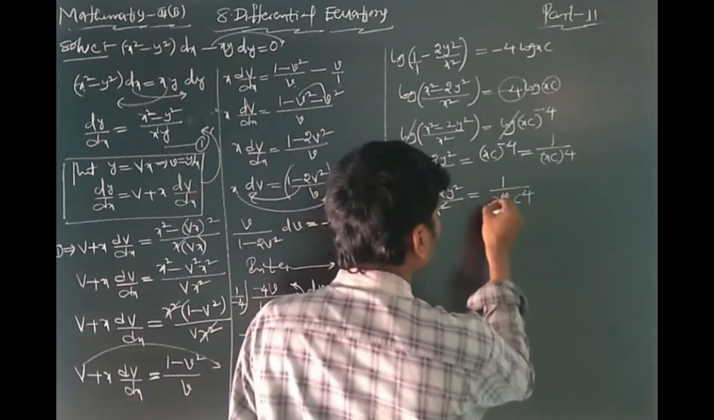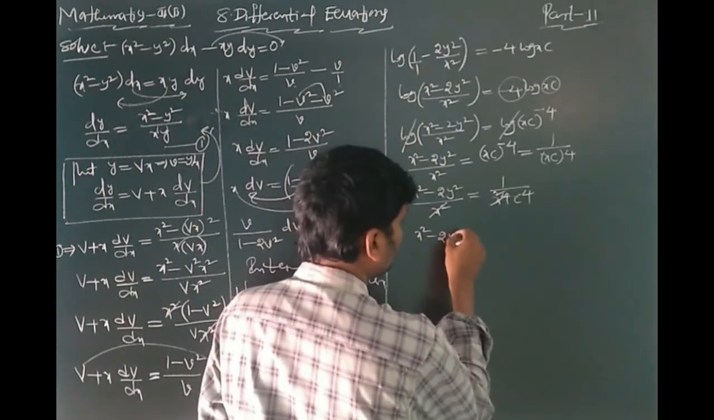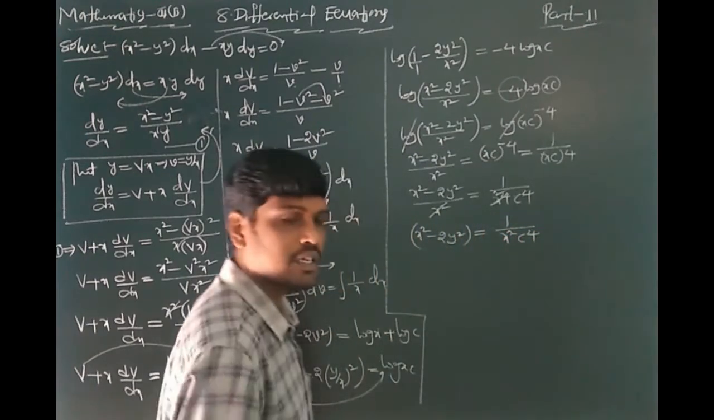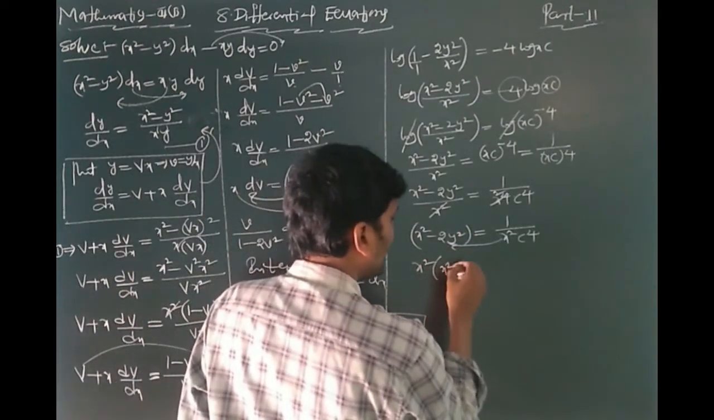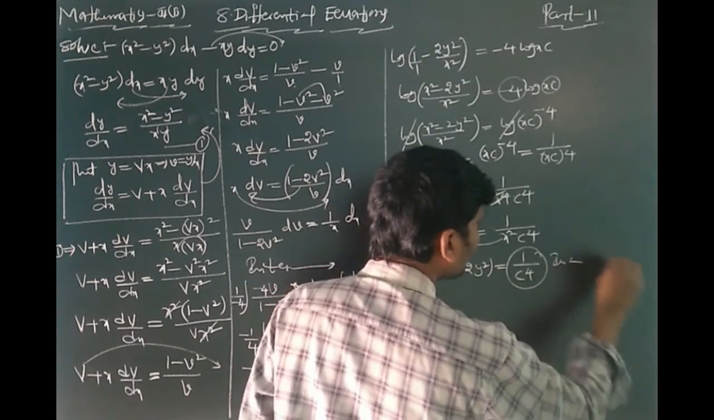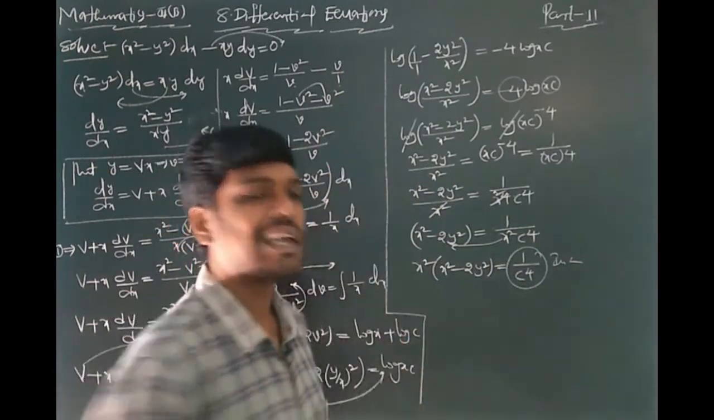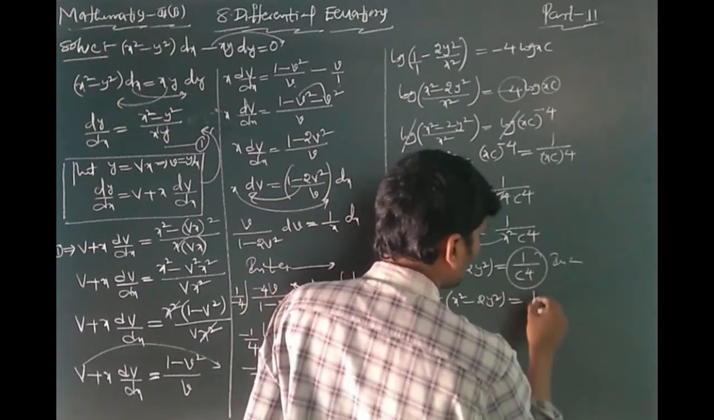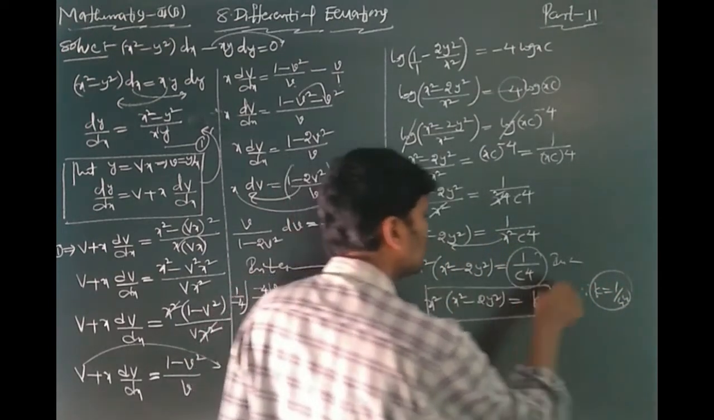After that, here 1 x square gets cancelled, remaining 1 x square is there. That's why you can write x square minus 2y square is equal to 1 by x square into c power 4. This x square goes to here. x square into x square minus 2y square is equal to 1 by c power 4. This is integral constant. This integral constant you can take as one more integral constant, that is capital K or small k, anyone. x square minus 2y square equal to some k, here k is equal to 1 by c power 4. Understood or not?